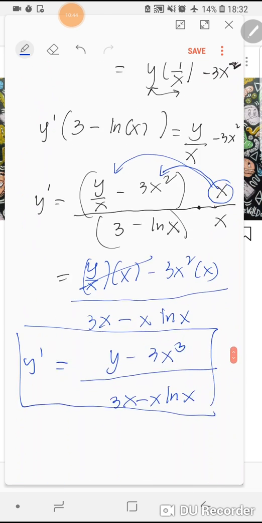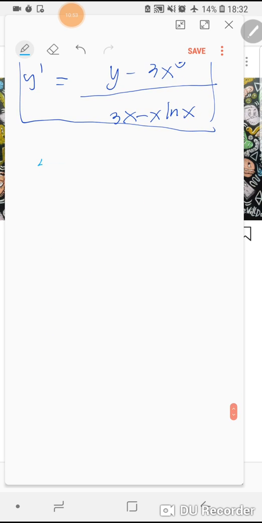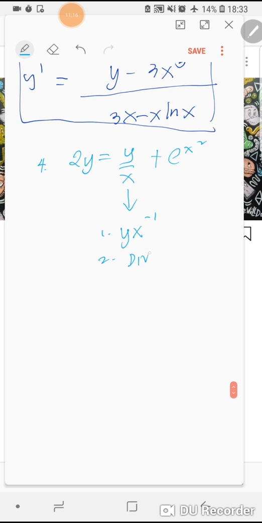So we're down to the last number. I don't like the color that was used, yellow green, so I'll just write down the problem once again. 2y equal to y over x plus e to the power of x squared. We know that this can also be written as y x to the power of negative 1. Or you can also use the division method in getting the derivative, but I prefer solving it in a style that I'm comfortable with.